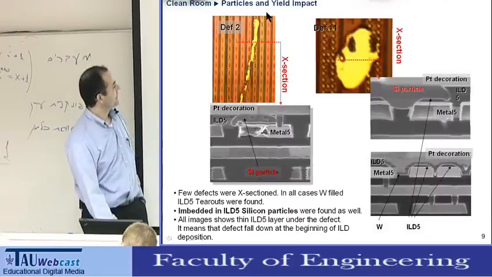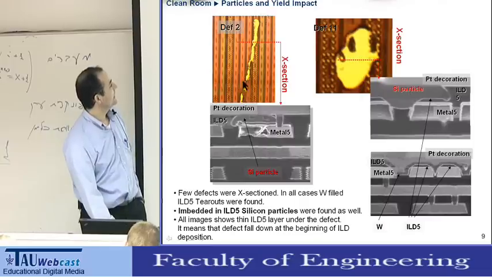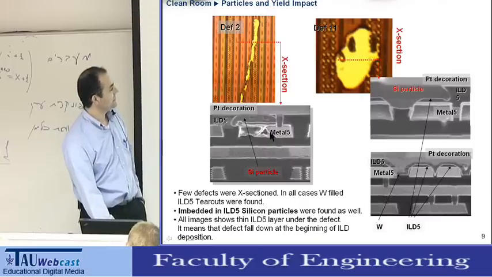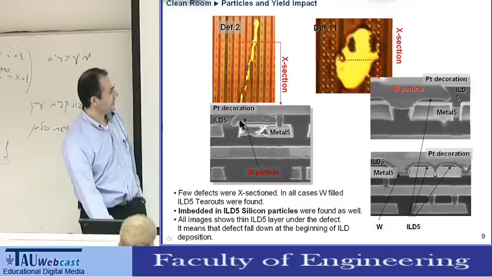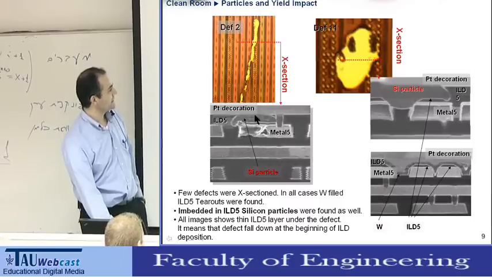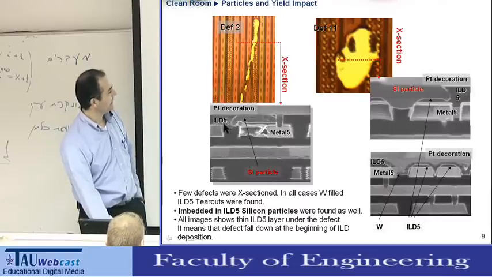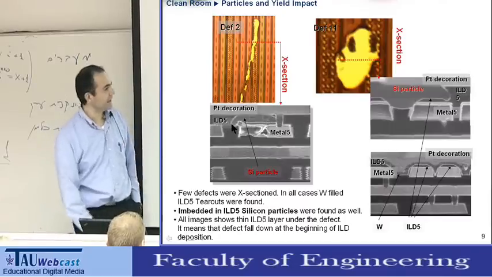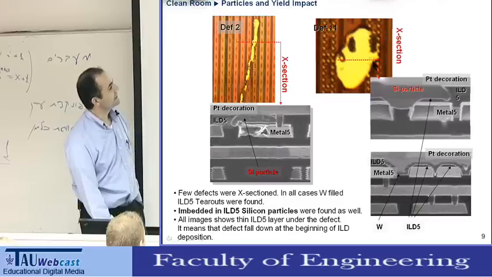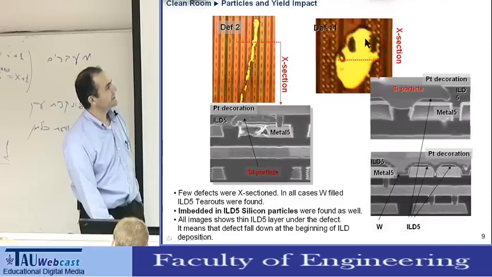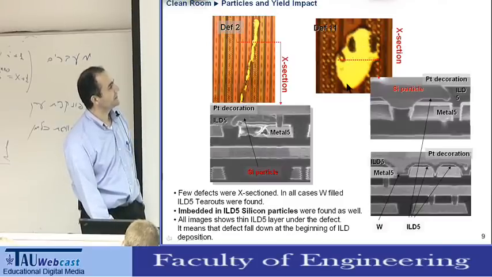So here you can see a defect, which is some metal residue on top of the 5th metal layer on the process, and you can see it ruins it, potentially shortening it to another line. Here you can see another particle. This is a silicon particle.